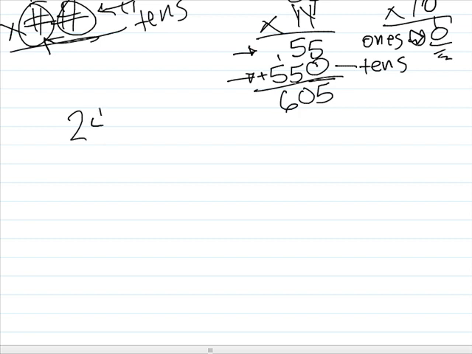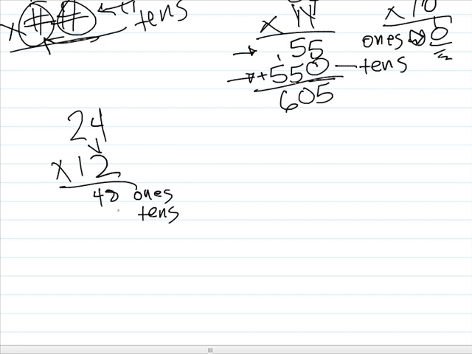Let's try 24 times 12. That's hard to do in my head. I wouldn't be able to do it, but using this technique that I just showed you, I think it simplifies it. Again, this is the place for the ones, and this is the place for the tens. In our ones, we have 2 times 4, which is 8, 2 times 2, which is 4.